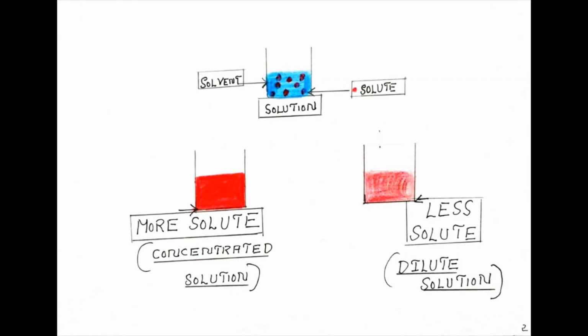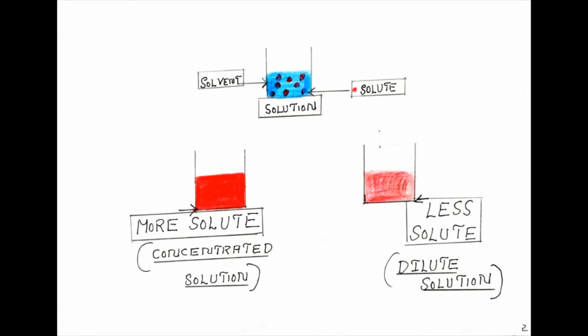So we know the definition of solution. When you add solute to solvent, that is, when you add sugar to water, it becomes sugar solution. Or when you add salt to water, salt solution. So salt or sugar acts as a solute and water, we all know it's a universal solvent. So solute plus solvent is equal to solution. So observe the lower picture.